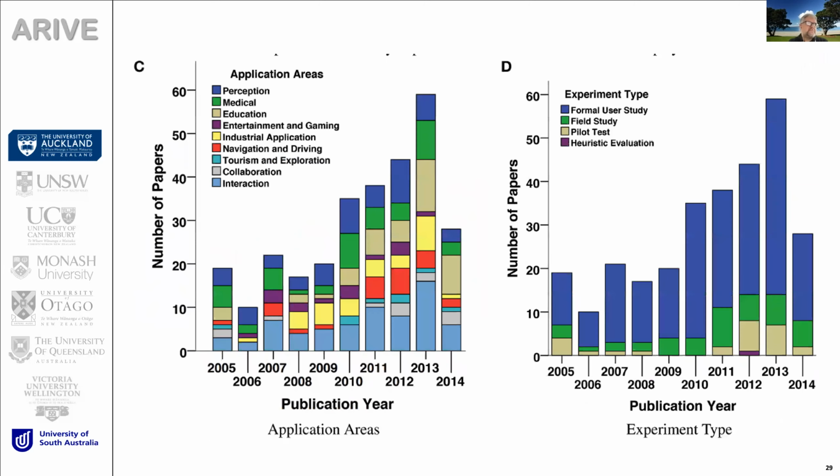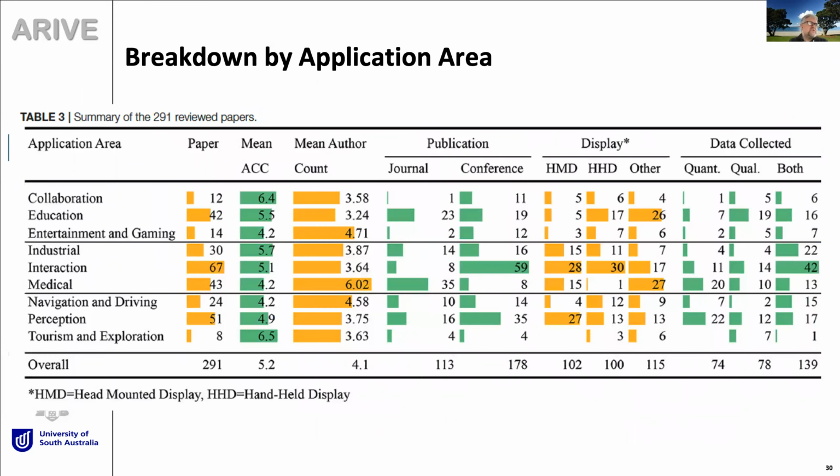And we also looked at different application areas and different experiment types. And you can see on the right-hand side the types of experiments. And by far, the largest type of experiment was formal user studies, that dark blue, followed by field studies to a minority. And then there's a bunch of pilot studies, and almost nobody's done any heuristic evaluations. And there's more data as well. So I won't go through all of this, but you can read the paper if you like.